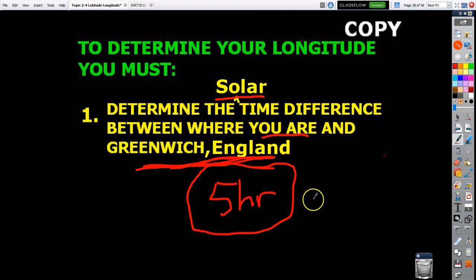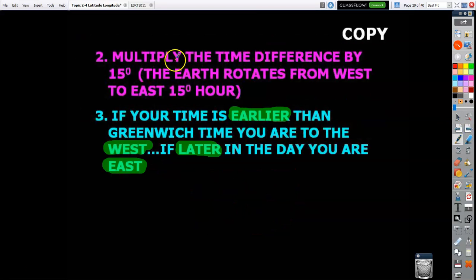We're 5 hours. Second step is multiply that hours by 15, right? Because again, the Earth is moving at a rate of 15 degrees per hour. So you would take that 5 hours that we are from England, multiply that by 15, and you get 75 degrees, 5 times 15.